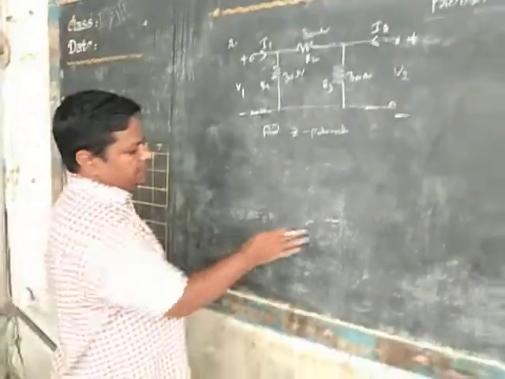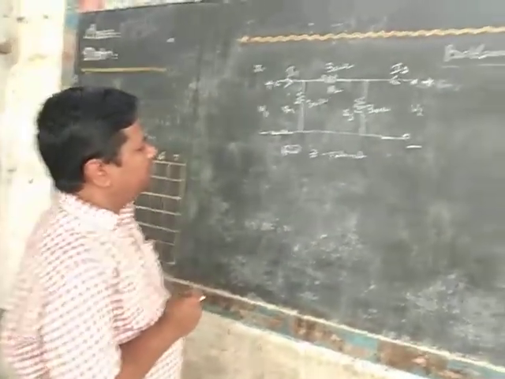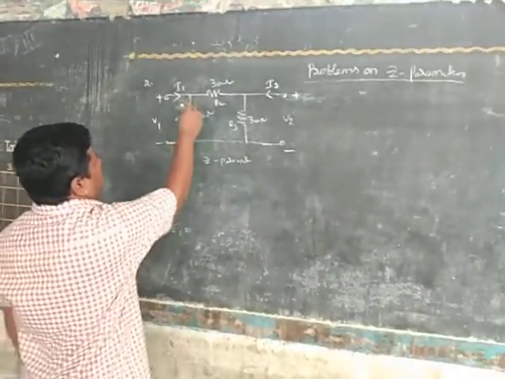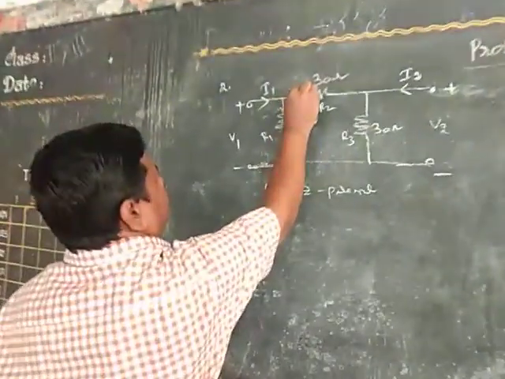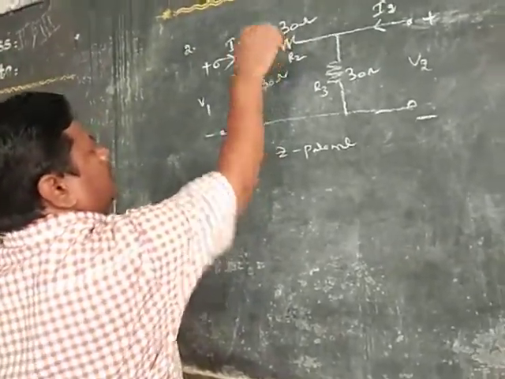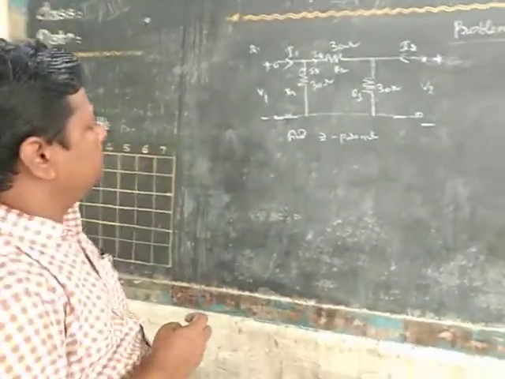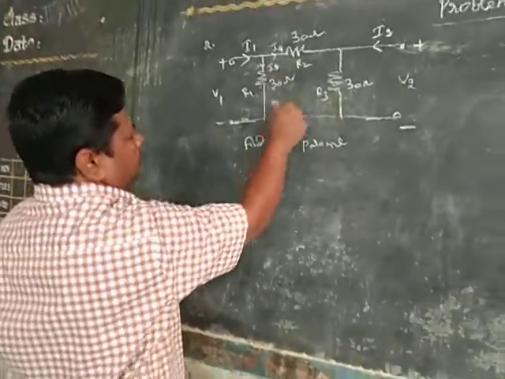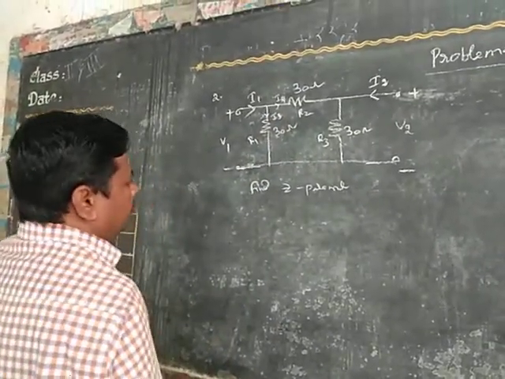Okay, already we derived expressions for the T network. V1 is equal to Z11 I1 plus Z12 into I2. But here, by using current division into parts, I2, I3, I4, like that you apply, you will get some complexity. Then the simplest procedure is, this is the structure of a delta. First of all, convert delta into star, then it is better.